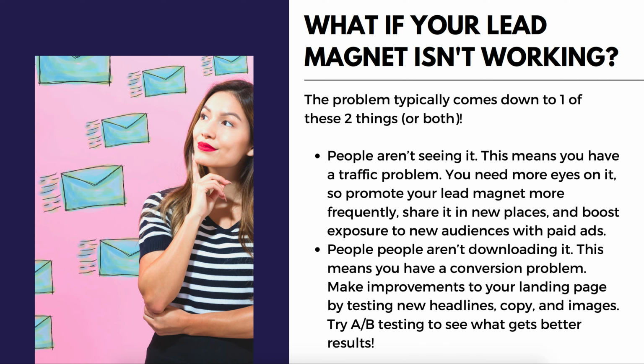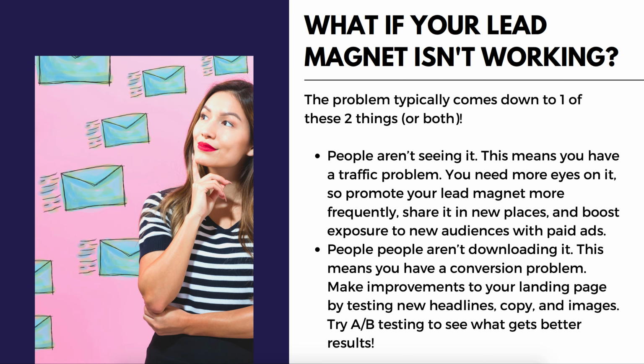Now, the other piece is if people aren't downloading it. And this means that you have a conversion problem. And here the situation really is about the landing page. We may not have a good, enticing landing page or a lead magnet that's making people want to take action. So here what you may need to do is test new headlines, change up the copy, try new images. And I also encourage you to use A/B testing. A/B testing is where you run two different versions of the same general thing. They're trying to get to the same result, but they look different. They potentially have different headlines or different images, and we see which performs better.